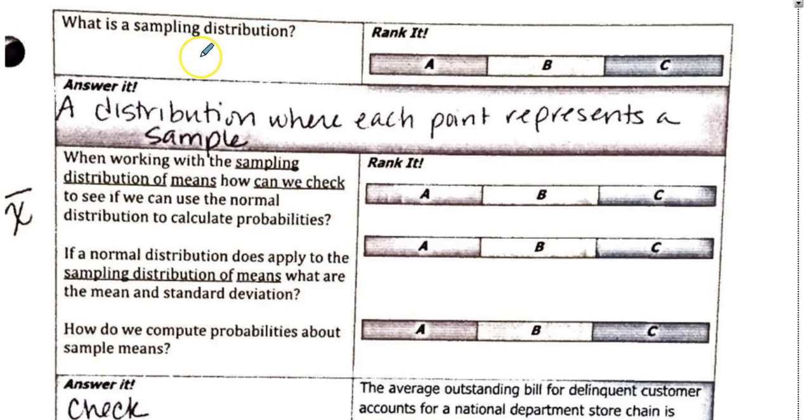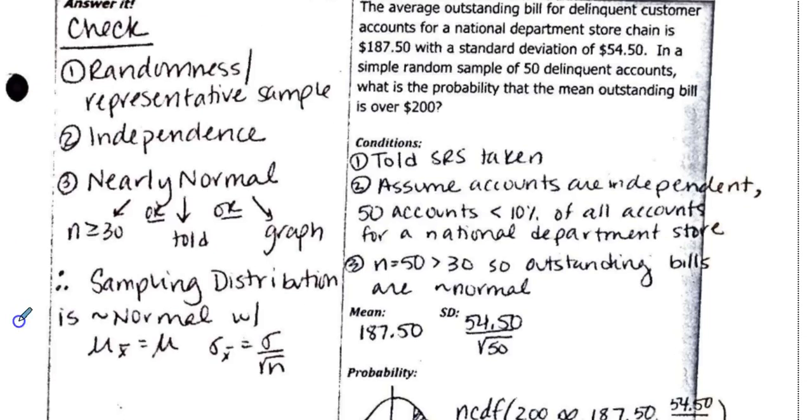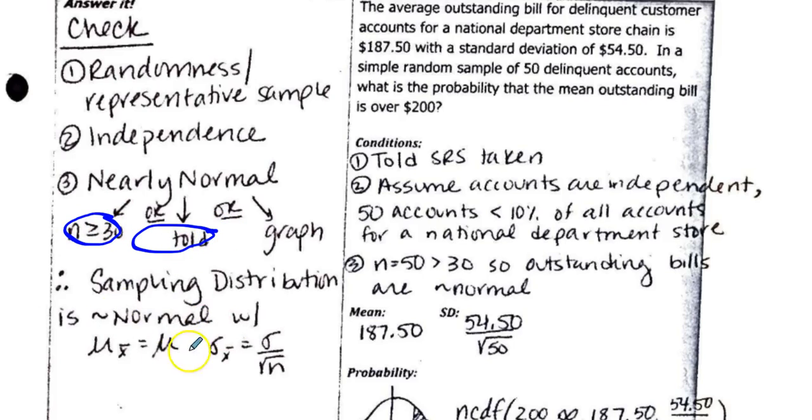Okay, so in the purple and blue packet, flip to the second page. What is a sampling distribution? It's a distribution where each point represents a sample. Then how do we use this with means, x bar? You should be comfortable knowing there are three conditions to check: random, independence, nearly normal. Generally, our samples are bigger than 30, or we're told so, and then we can use the normal distribution with this mean and standard deviation, which you're given.